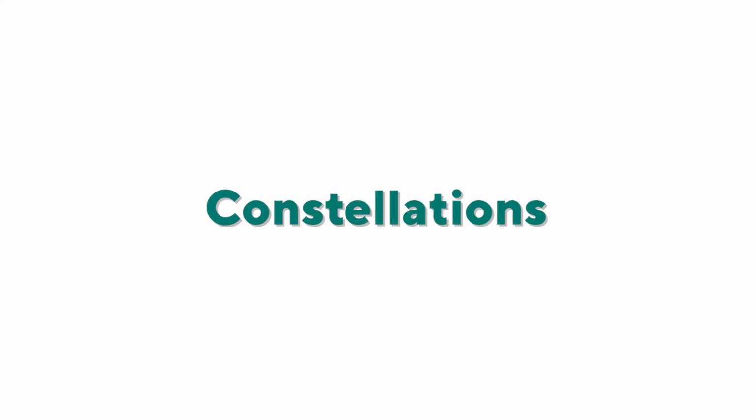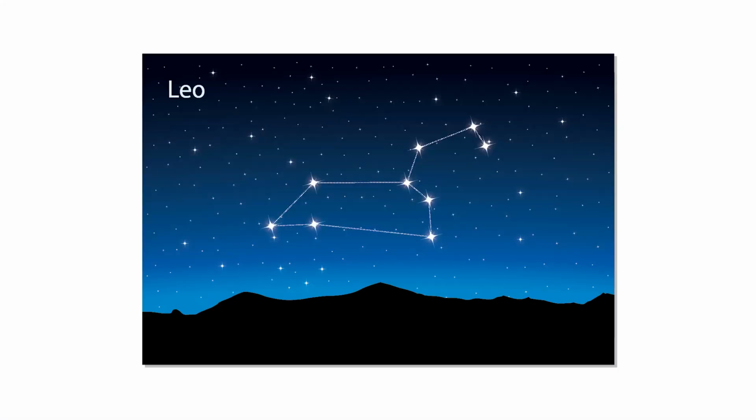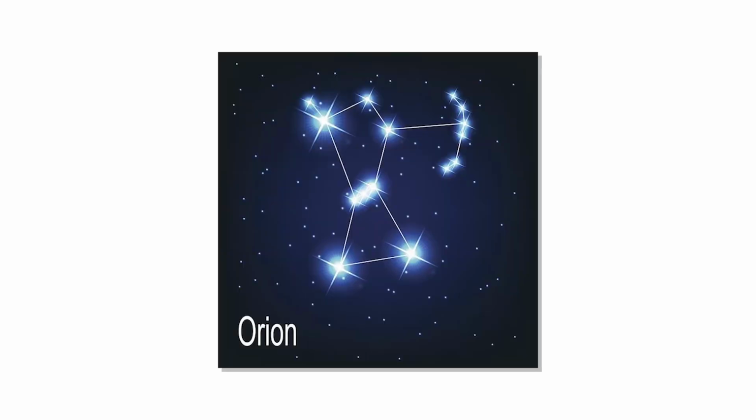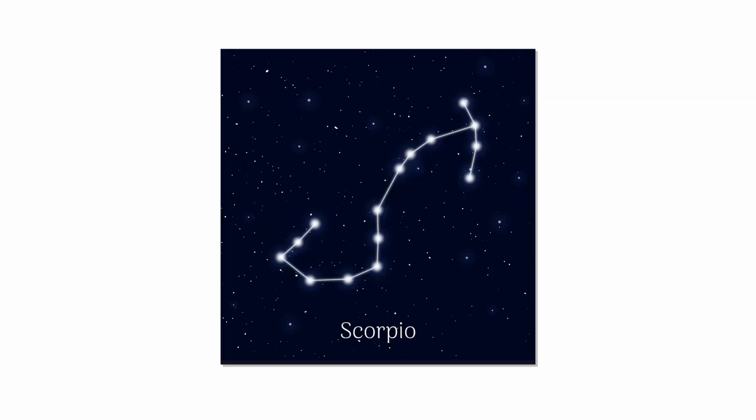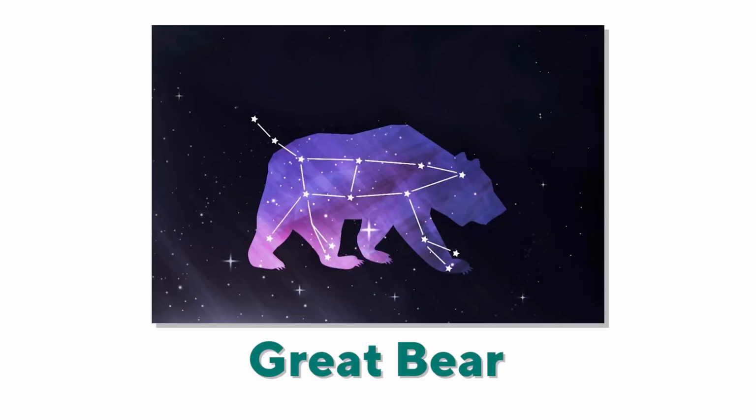A group of stars is called a constellation. Sometimes these group of stars come together and form some interesting shapes and patterns. Have a look at some of these interesting shapes. Leo takes the form of a lion. Orion looks like a hunter. Scorpio, as the name sounds, it's like the scorpion. How about the great bear? Yeah, it looks like a big bear. These are all different constellations.